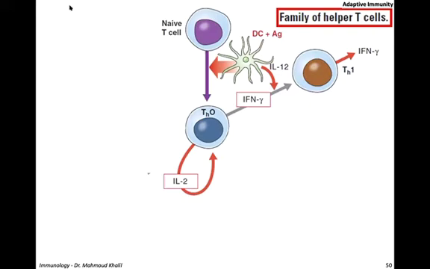So initially you have the naive T cells that, upon activation by the antigen presented by the dendritic cells, differentiate initially into T helper cells. And T helper cells start to secrete interleukin 2 for autostimulation and basically to proliferate in the form of T helper cells. In the presence of interferon gamma, together with interleukin 12, this T helper 0 can be differentiated into T helper 1 that can secrete interferon gamma as well.